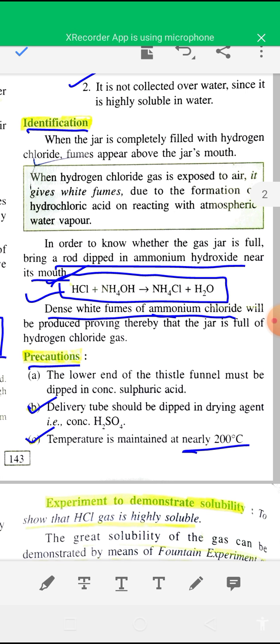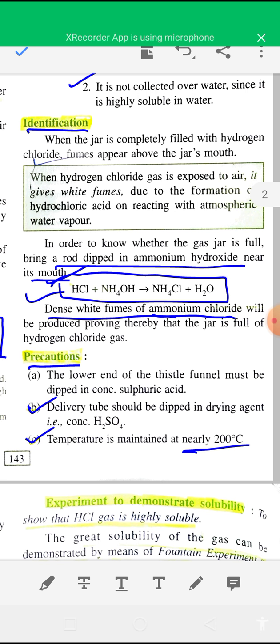Okay, temperature is maintained at nearly 200 degrees Celsius, because at higher temperature, that is above 200 degrees Celsius, what will happen? The apparatus which is made of glass may crack, fuel is wasted, and sodium sulfate forms a hard crust which sticks to the glass, and it is difficult to remove. So these are disadvantages above 200 degrees Celsius. Okay, so temperature should be maintained nearly at 200 degrees Celsius.